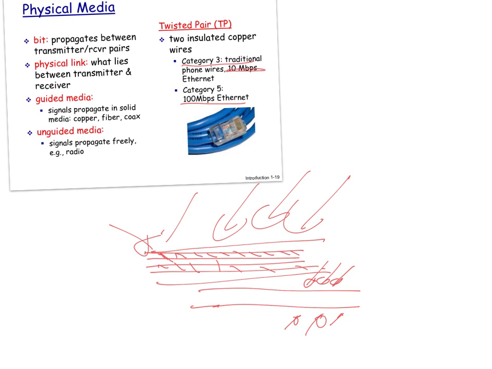The other feature is that because these wires are very thin, the signal cannot really travel for a very, very long distance unless you use very high power. So depending on the power that you use for transmission, the typical maximum distance is around 100 meters, not more than that. Okay? This is the maximum.